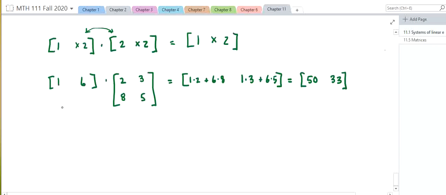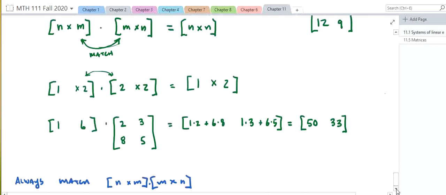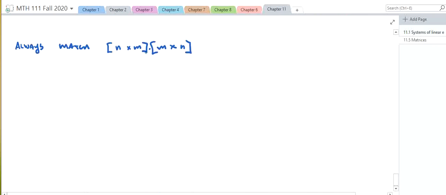So you always have to match the size of the matrix. In multiplication, always match your n by m with your m by n. This is a multiplication, and that cross there is not a multiplication. That's just indicating the size of the matrix.